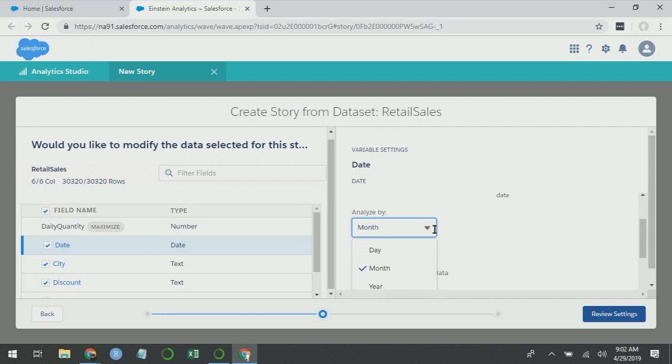If I select year, there's only one year in this data set, so I'd have a bar chart with only one bar. That wouldn't be very helpful. So month is the appropriate selection here. If I scroll down, you'll see that I can also select day of week or month of year.